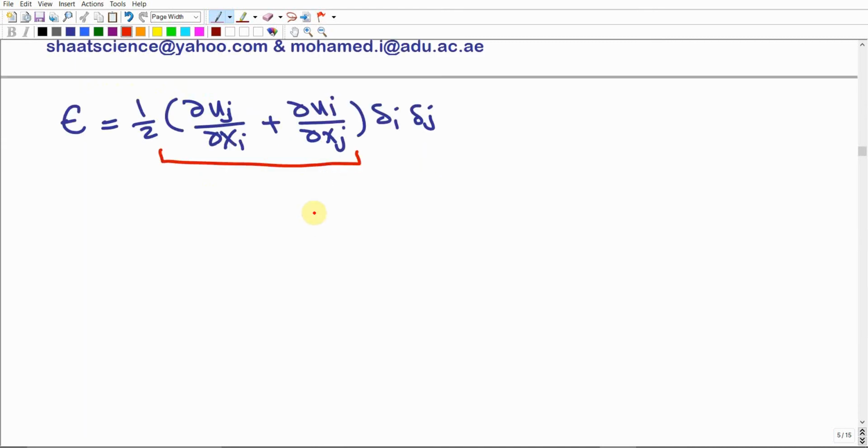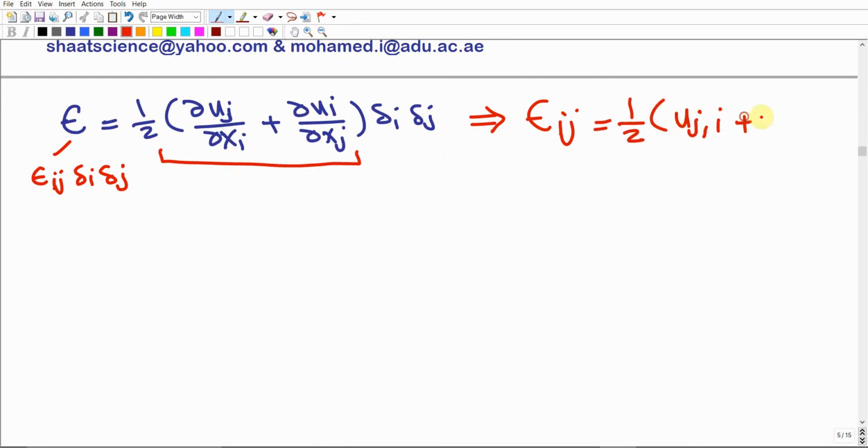We are interested here in writing the components of this strain tensor. I can write epsilon as epsilon ij ei ej. If we remove ei ej, we just end up with epsilon ij. These are the components of the tensor. So we are interested in the 6 components. We can say that epsilon ij, the components of the tensor, are 1 over 2 (uj comma i plus ui comma j). What is this comma?